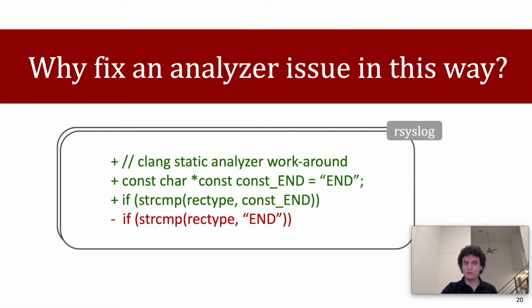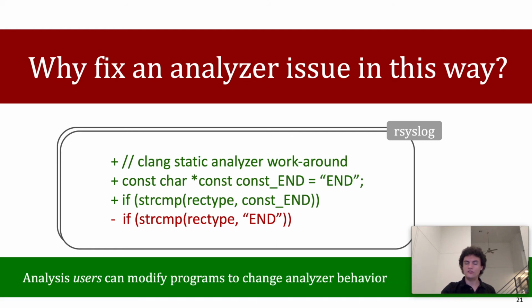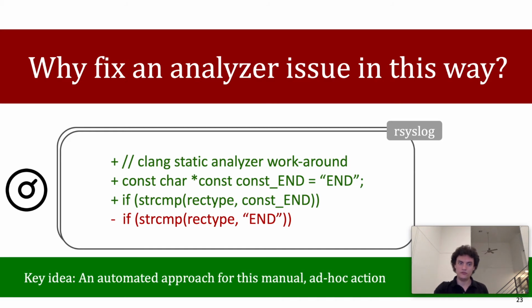But one way to work around that complexity is by changing your code. Analysis users can modify their programs to change analysis behavior. And so we can look at program transformation as an analysis knob in some sense. And that's really the key idea behind the approach of our work: to automate an approach that is otherwise manual and ad hoc to prevent certain analyzer limitations from cropping up.